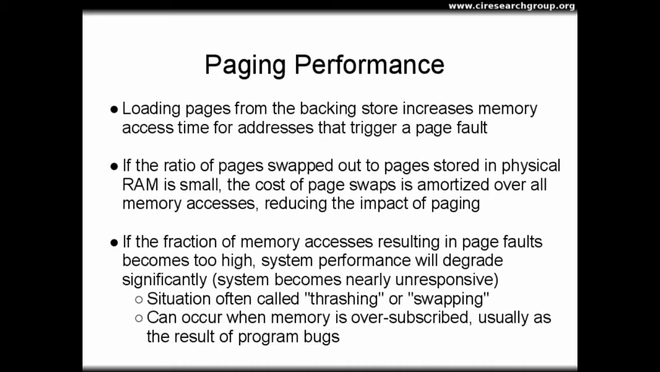However, if the fraction of memory accesses resulting in page faults becomes too high, the system begins swapping, or thrashing, its memory on most or all memory accesses. This situation typically occurs when memory becomes oversubscribed due to a program bug, and the result is a system that is painfully slow to respond to user input. In some cases, on some systems, the OS may need to be rebooted to recover from a swapping situation.